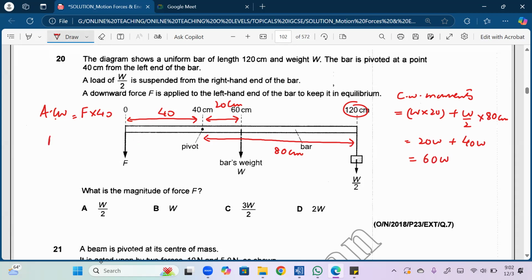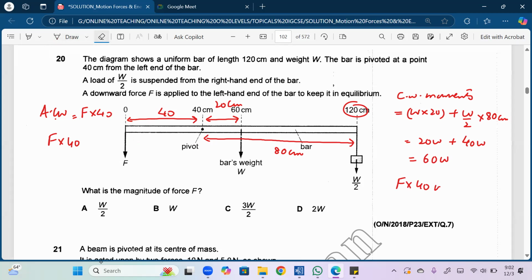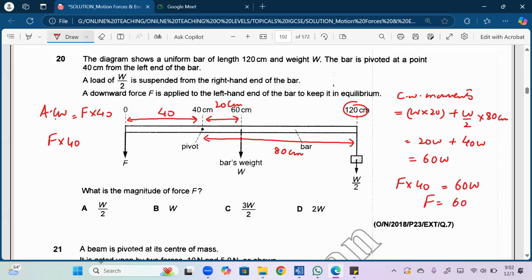On the left-hand side, we have F times 40. If it is in equilibrium, then F times 40 is equal to 60W. So 60W upon 40 is going to make it 3 by 2W. This is how it's done. The answer will be C.